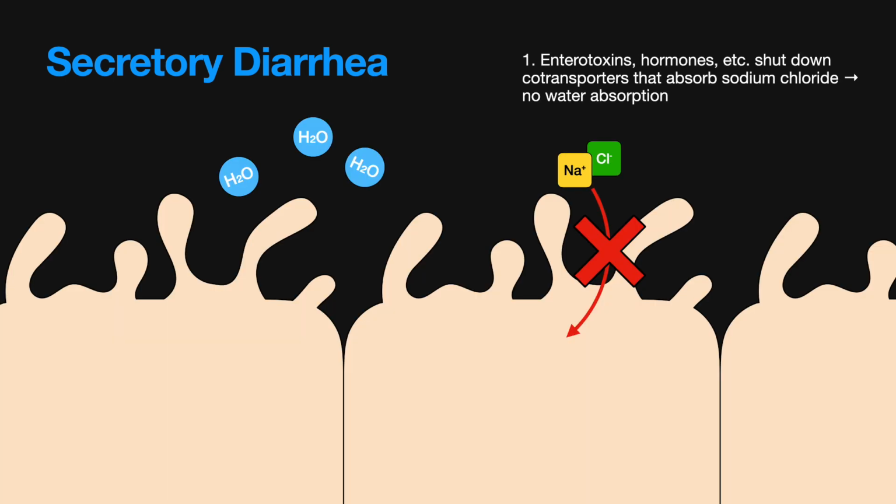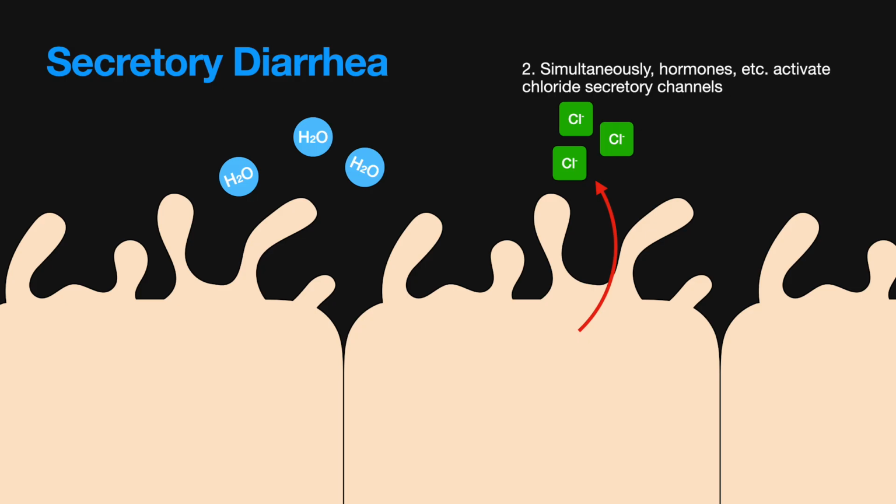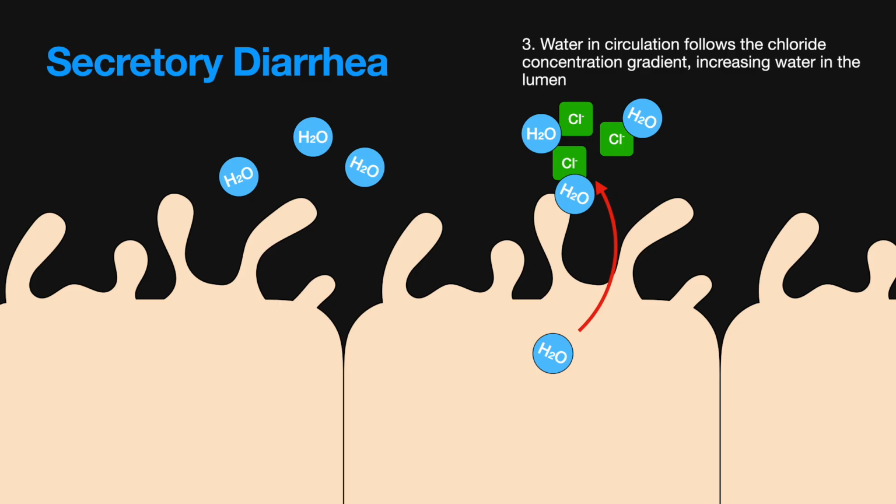So in secretory diarrhea, we see some sort of toxin or hormone change shutting down the co-transporters in the enterocytes that absorb sodium chloride. This prevents water absorption in the small intestine. At the same time, those hormones or other triggers activate chloride secretion channels. This leads to increased chloride entering the intestinal lumen. Water in the body's circulation follows the chloride concentration gradient, releasing water into the lumen and leading to diarrhea.